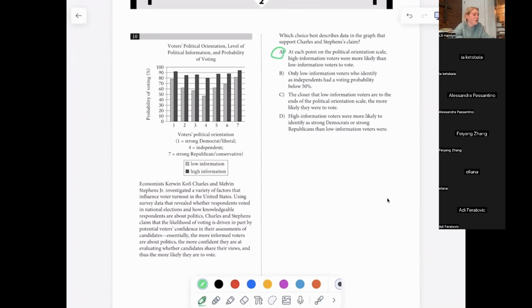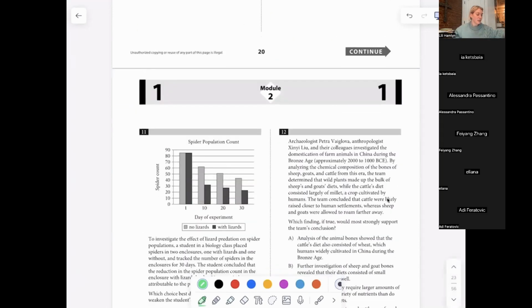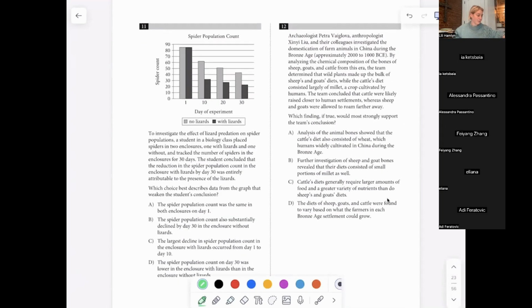The claim here is that the likelihood of voting is driven by potential voters' confidence in their assessments. Essentially, the more informed voters are, the more confident they are at evaluating whether candidates share their views and are thus more likely to vote. And here we can see that at each point on the political orientation scale, the high information voters, these dark columns, were more likely than low information voters to vote. Fantastic. All right, number 11.